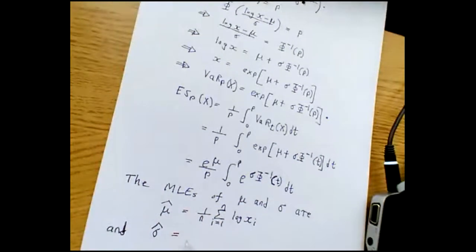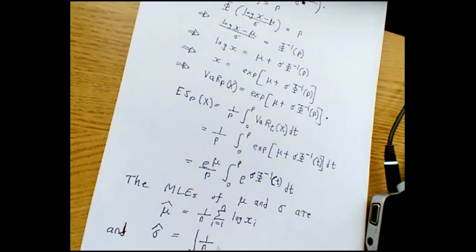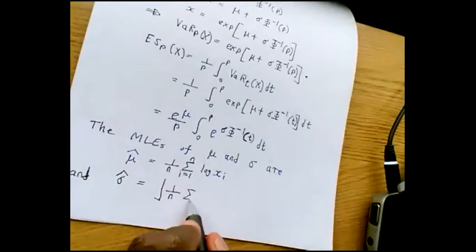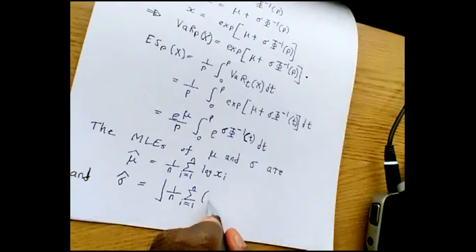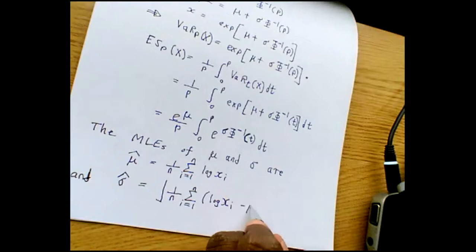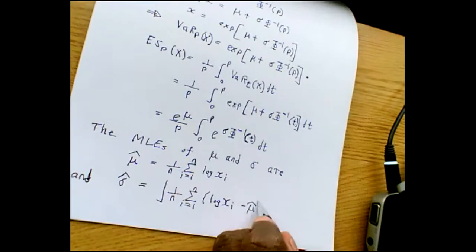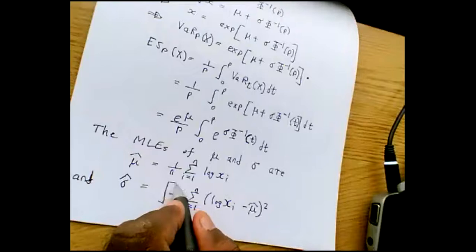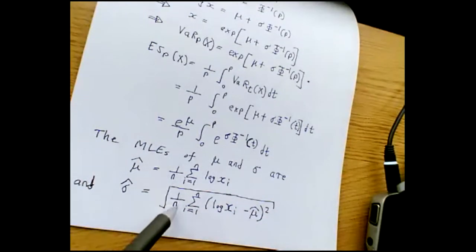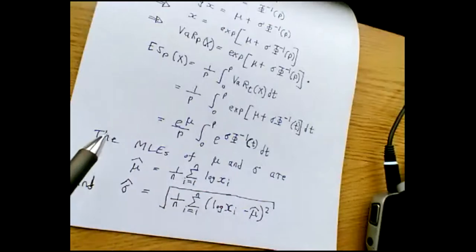You will get sigma hat to be equal to the following: the sum i from 1 to n of log xi minus mu hat, close brackets, squared, and the sum and the square root applies to the whole thing. So these are the two estimators you will get. You should follow the procedure.